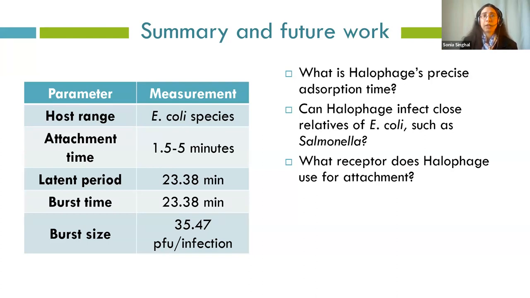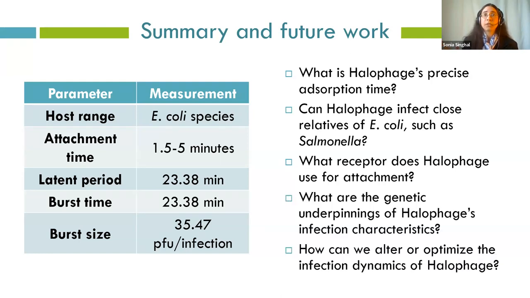Stepping back and thinking about things more broadly, now that we have both a genotype and some phenotypic information for the bacteriophage, we can start to look at questions such as what are the genetic underpinnings of the infection characteristics that we observe in the phage, and are there ways that we can alter or optimize those infection dynamics, either by growing the phage in a different environment or potentially evolving it in a different environment.